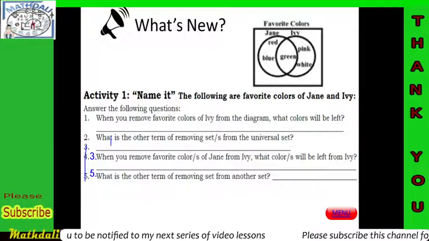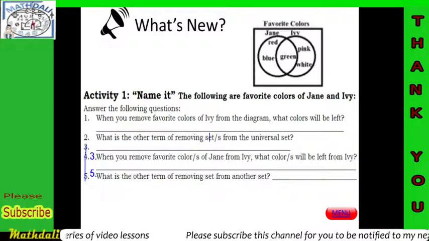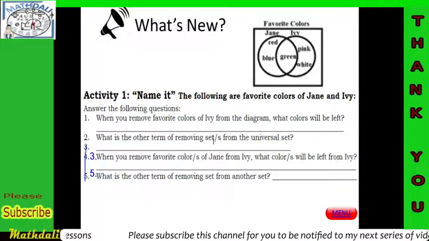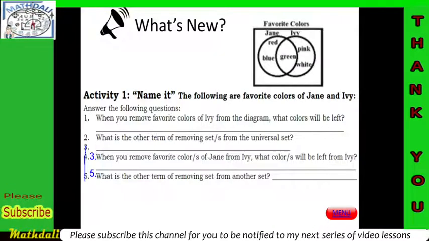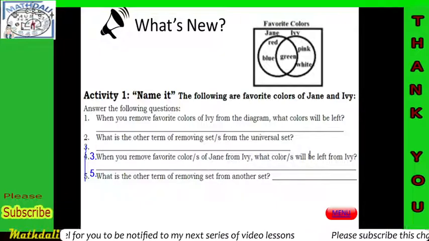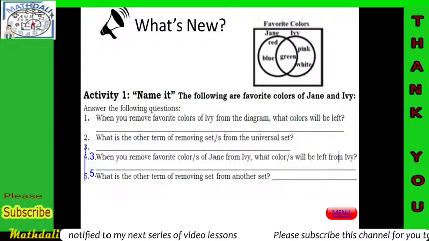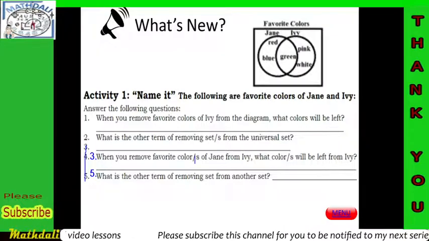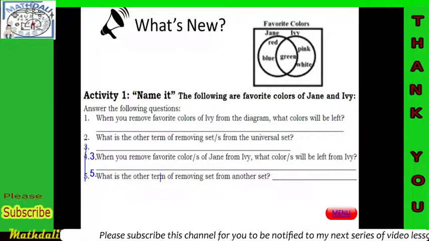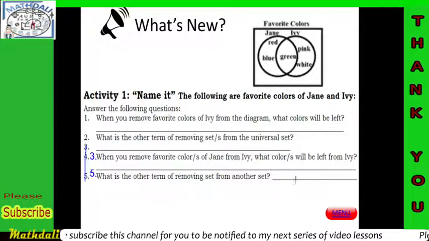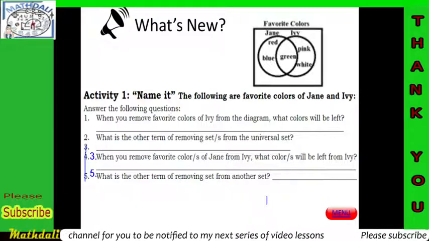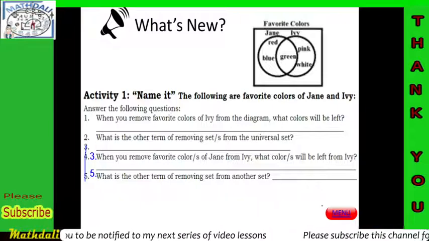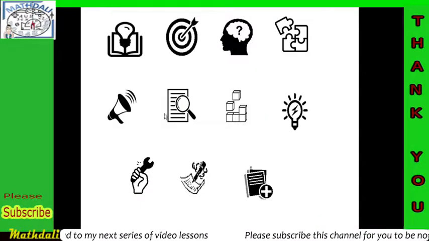Okay, next. What is the other term of removing the sets from the universal set? Ito yung mga element ng set pag tinanggal sa universal set. Anong other term na tawag doon? Okay, next. When you remove the favorite colors of Jane from Ivy, what colors will be left from Ivy? Ano lang ang maiwan kay Ivy kung tinanggal mo yung favorite colors ni Jane? And what is the other term of removing the element from the set to a given set? Anong tawag natin doon? Okay, let us save this.